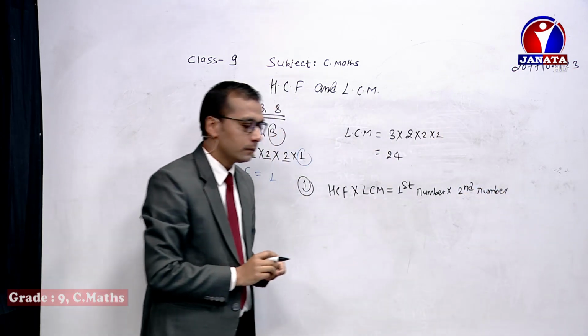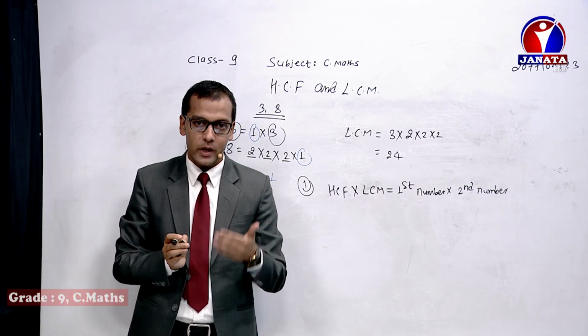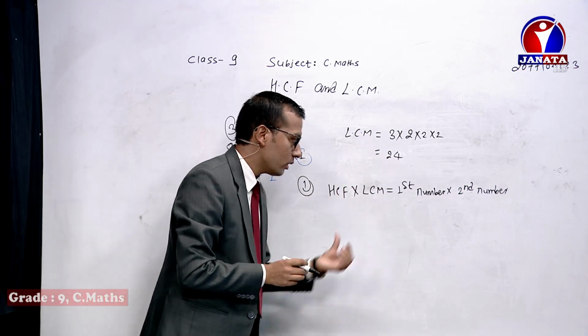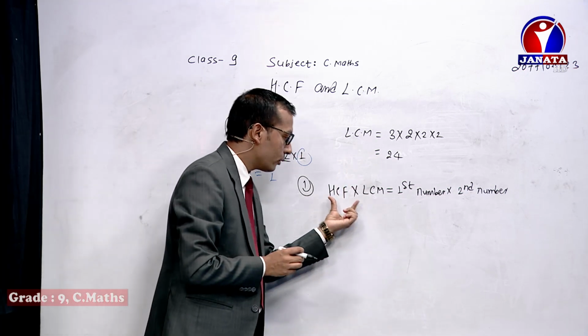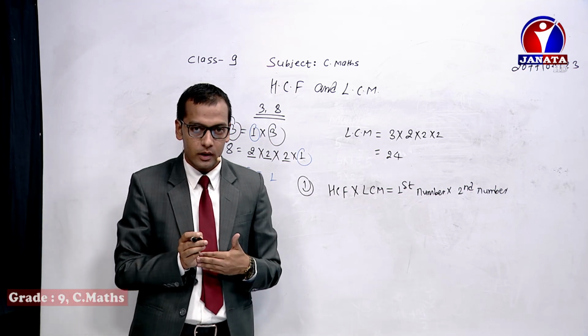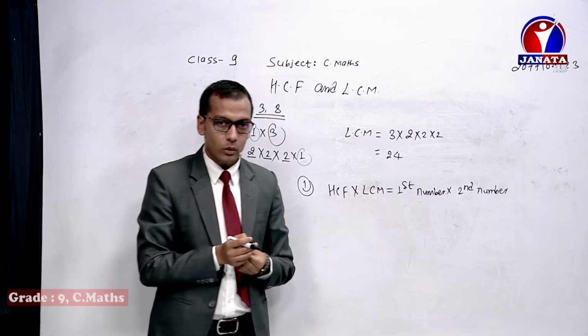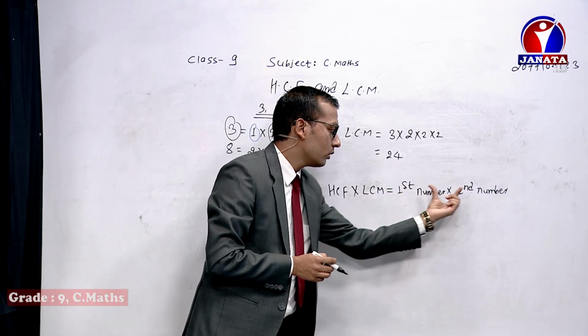This relation is true only for two numbers or two algebraic expressions. I am taking two numbers here, so this relation is true only for two numbers or two algebraic expressions. So HCF times LCM is equal to the product of the first number and the second number.